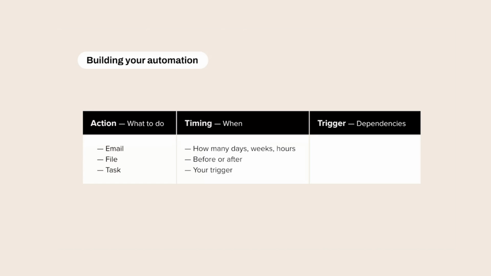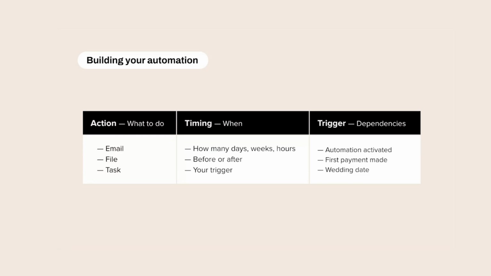And then you need to say, okay, what is the timing of this action? When does this thing need to happen? So the action is what is the thing? The timing is when does the thing need to happen? So how many days, weeks, or hours? Is it before or after? And what is the trigger?